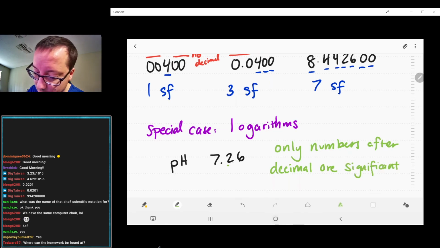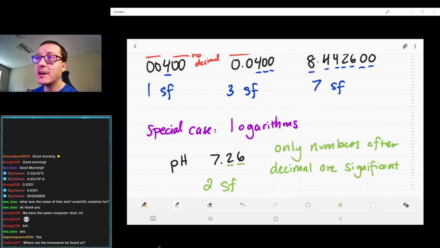So for this number, this is only 2 sig figs. All right, this is a special case for any number that is a logarithm, like a pH, that we'll find out about. That will only have 2 sig figs because we only count numbers that are after the decimal. We'll talk about that in chapter 11. Just putting it out there for now.